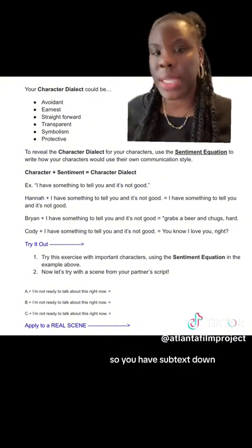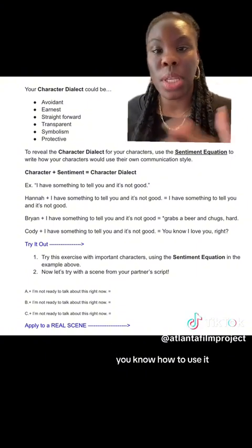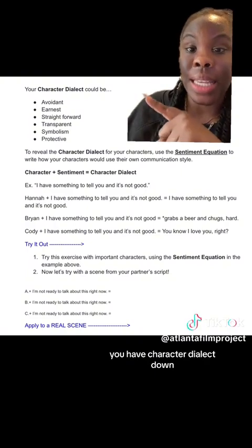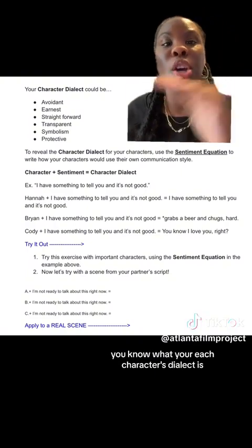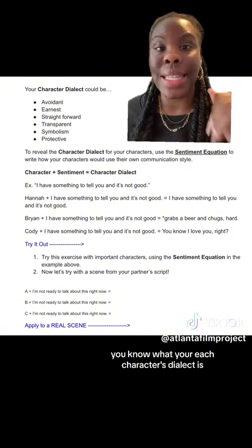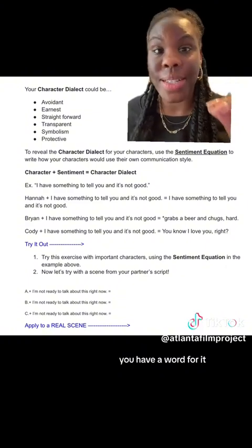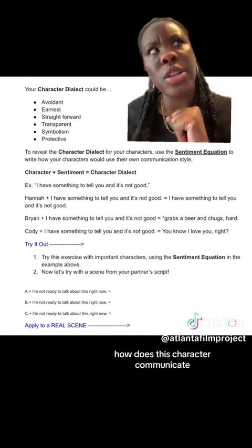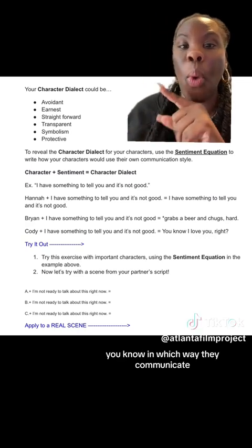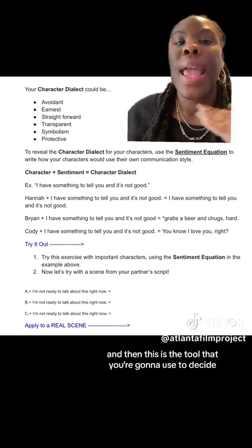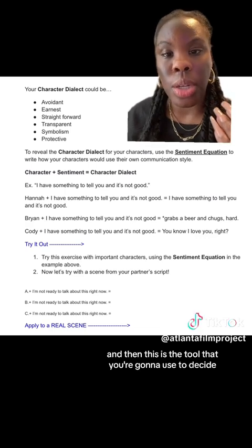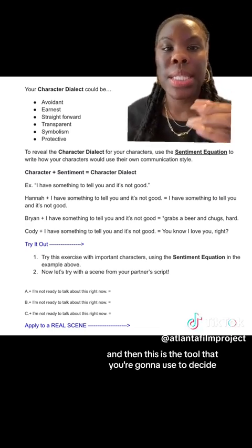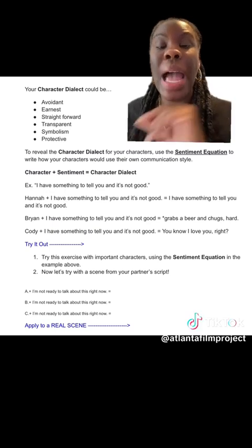So you have subtext down, you know what it is, you know how to use it. You have character dialect down, you know what each character's dialect is, you have a word for it. So if you need to describe it, you can. If you need to remind yourself how this character communicates, you know in which way they communicate. And then this is the tool that you're going to use to decide how to write your dialogue.